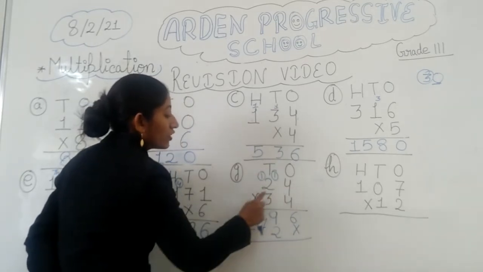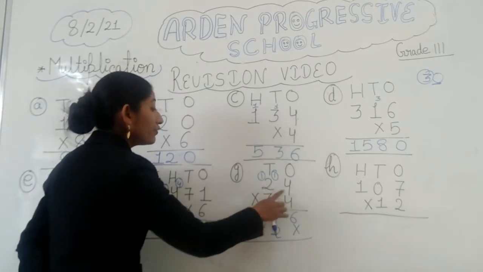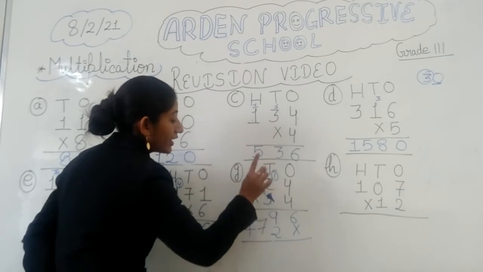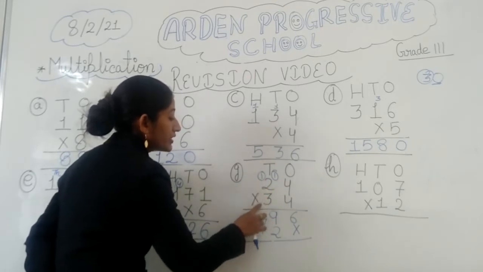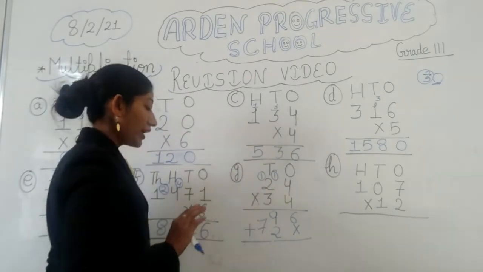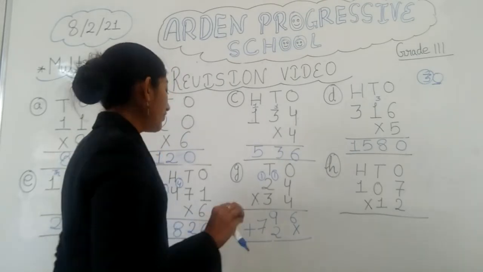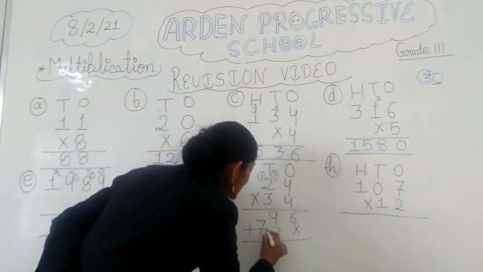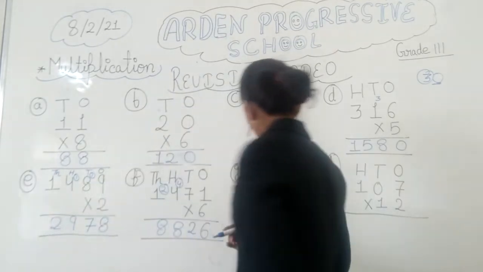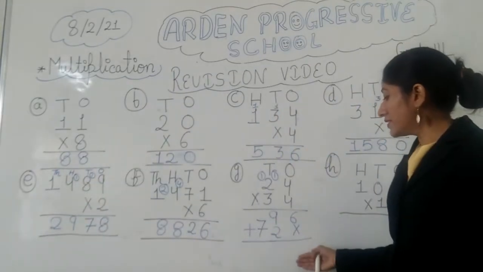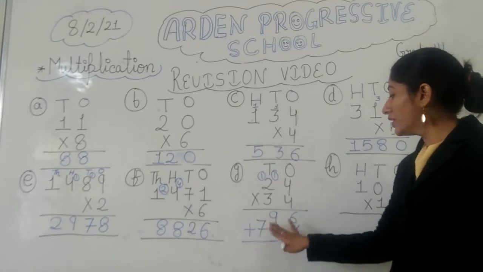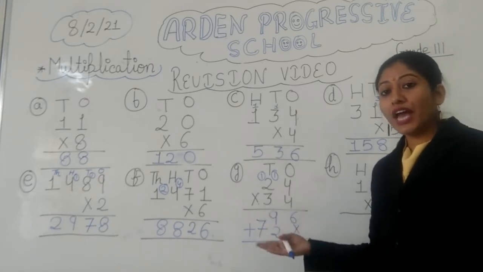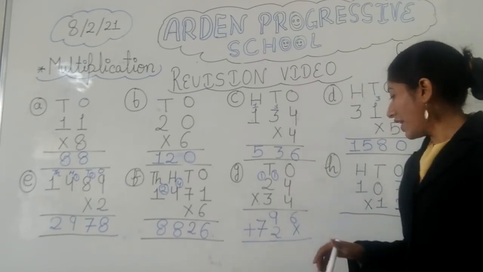Now let's solve for this one. 3 4s are 12, you write 2 and again 1 is carry. 3 into 2 is 6 and 6 plus 1 is 7. Okay. So what have we written? We have written 7 here. Now, what is the next step after this? The next step is that when we get the numbers of both the lines, after that we have to do addition.